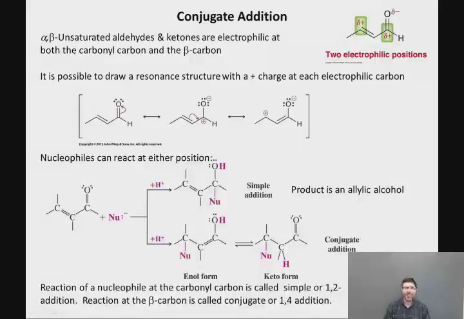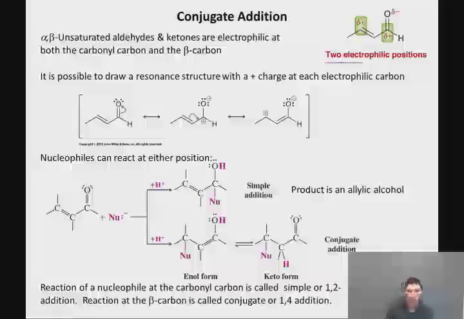As a result, nucleophiles can react at either position. In the top case, you have a nucleophile undergoing what I'm going to call a simple carbonyl addition reaction, where it just ignores the fact that there's another C=C pi bond there, does exactly what you would expect it to do, and adds to the carbonyl carbon. The final product is an alcohol. And in this case, because there is a double bond next door, the product would be an allylic alcohol.